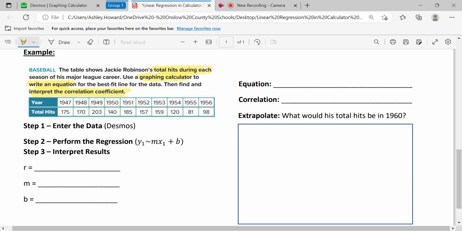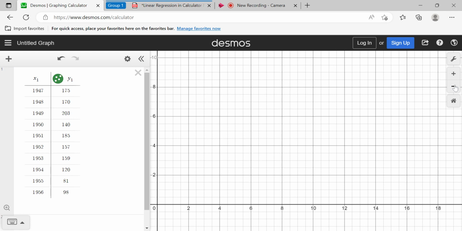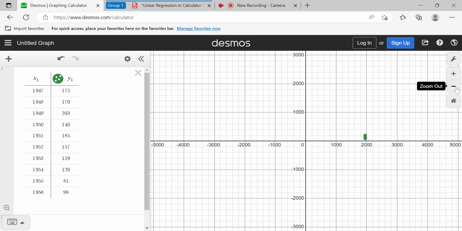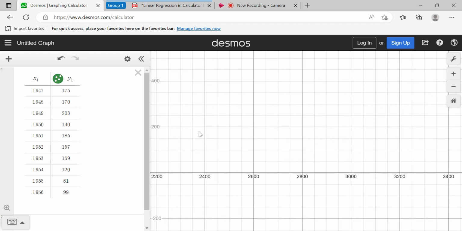So this is the data set that we're going to be using, and I've gone ahead and plugged it into Desmos. So all I did was take that chart and I put my X values on the left and my Y values on the right. So now that I have that in Desmos, we can take a look and zoom out a little bit, since we have some really large values here. So our scatter plot was plotted for us.